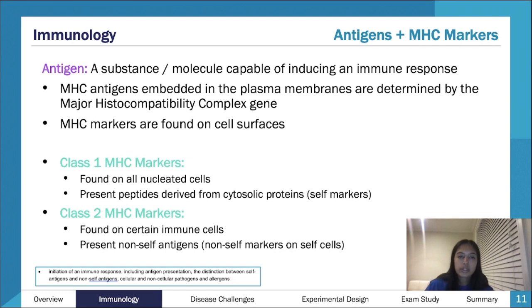Your class 2 are a little bit different. They are associated with antigen presenting cells. Not every single cell has MHC2, only specific immune cells have it. These will be used basically just to show when you've got a foreign pathogen hanging around the body.